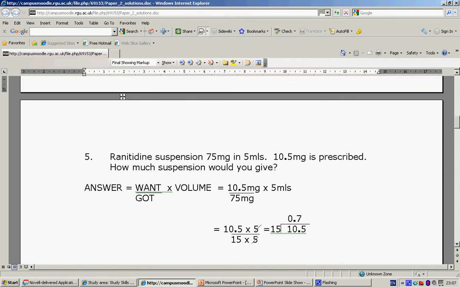In this example we've got a volume calculation: 10.5 upon 75 times 5. Here we can see that we've used the common strategy of dividing top and bottom by the same number. The advantage here is if we divide 5 by 5 that leaves us with 1, and 75 divided by 5 is 15. But it's the dividing 5 by 5 that's the advantage here, because that turns into times 1 and we never write anything as times 1.